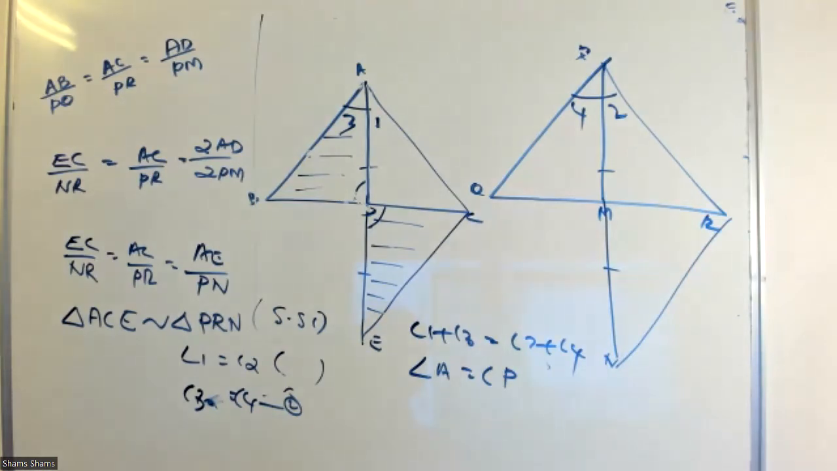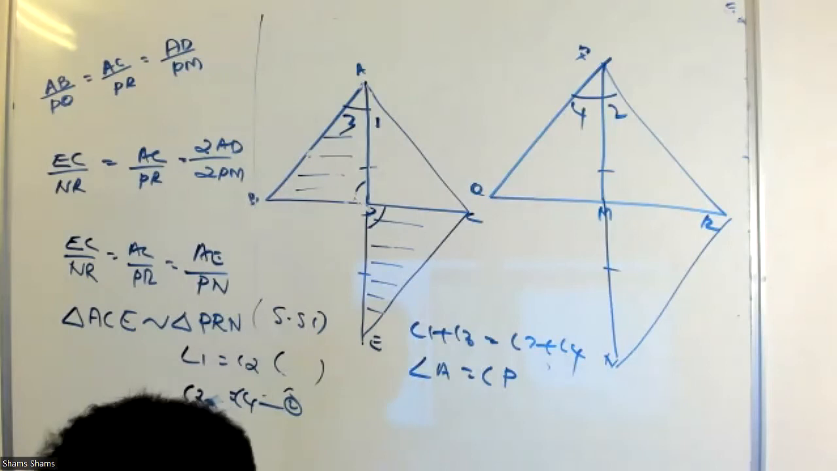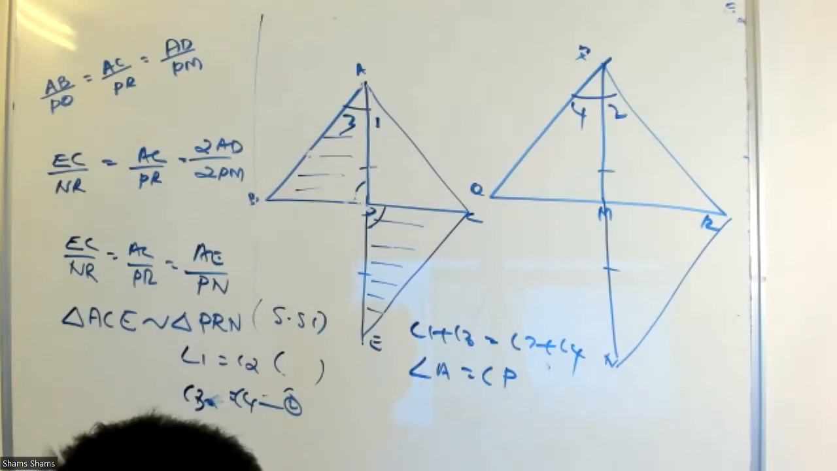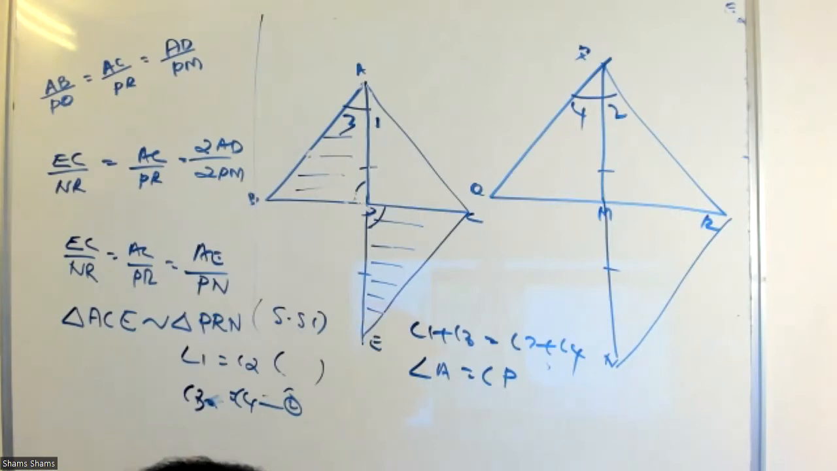Okay, right. ABC is an isosceles triangle with AB equal to AC. D is a point on AC.